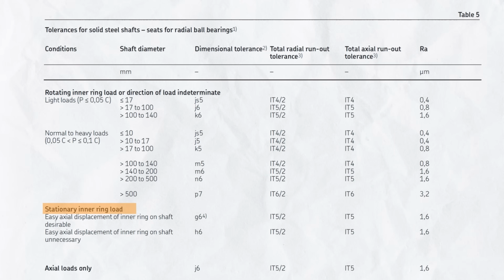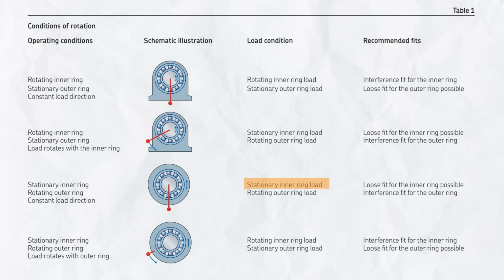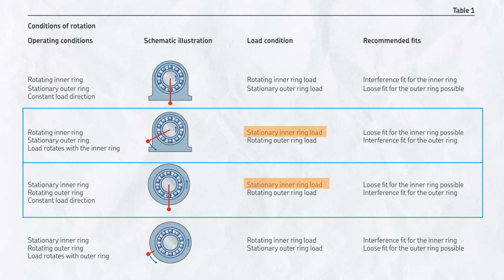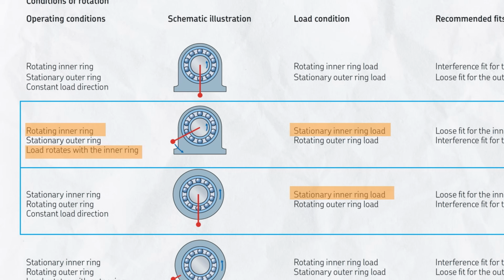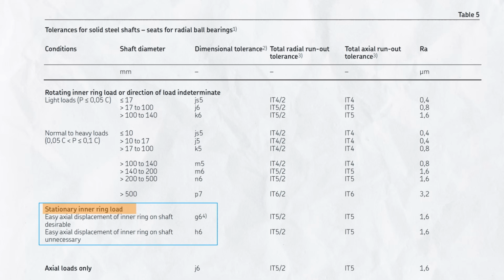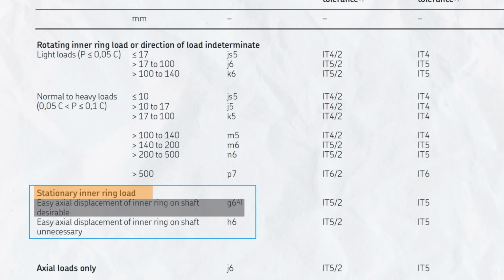Now for stationary inner ring load, meaning operating condition number 2 and 3, where the direction of load is not in relative motion with the bearing inner ring: either the inner ring and the direction of load are both rotating or both stationary. Then choose from these bottom rows. G6 if easy axial displacement of the inner ring on the shaft is desired, and H6 if the displacement of the inner ring on the shaft is unnecessary. Both are clearance fits.